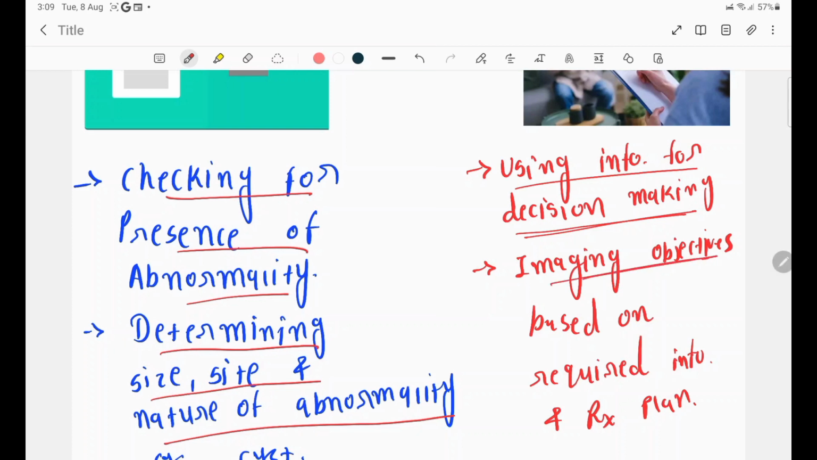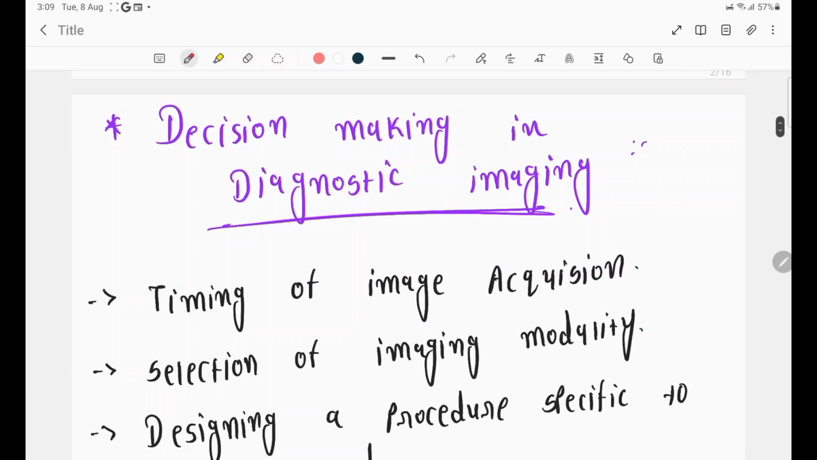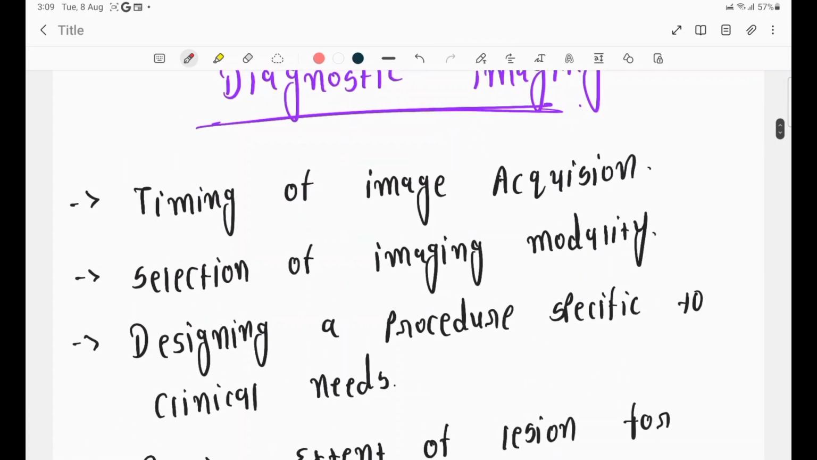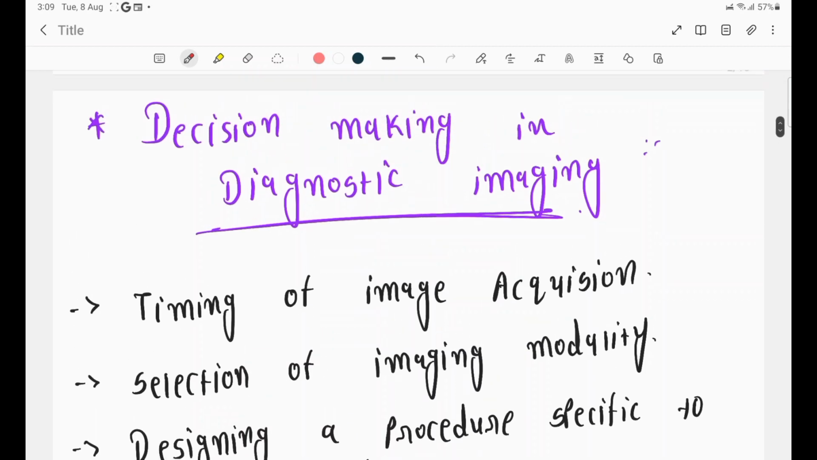Then, imaging objectives. Our goal is to get the right information at the right time so we can make good decisions for our patient. Next is decision making in diagnostic imaging. As dental professionals, we don't just take pictures, we make important decisions too. So, here is what we do. First one is timing of image acquisition. We decide when it is best to take images. For example, if someone has a dental emergency, we take images right away to see what is going on.